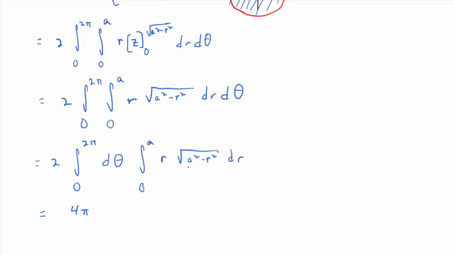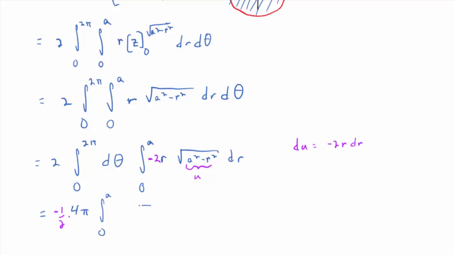U sub. What would my u be? That's u, so what would du be? Negative 2r dr. Does that make sense? Okay. So what do I need to make a perfect du? I need a negative 2, so that means I need to multiply by negative 1/2. I'll do that out in front. I'm not going to evaluate the integral yet. I'm going to rewrite it.